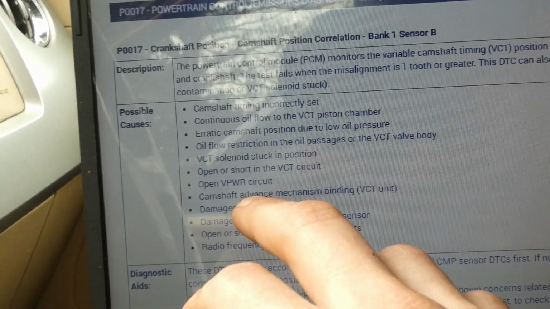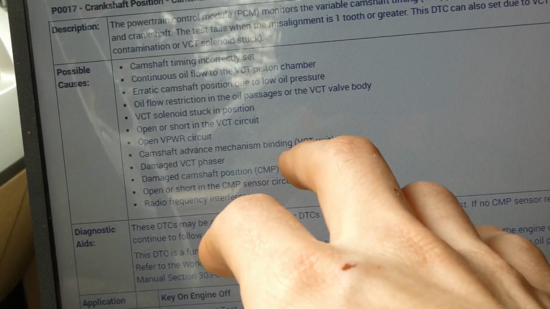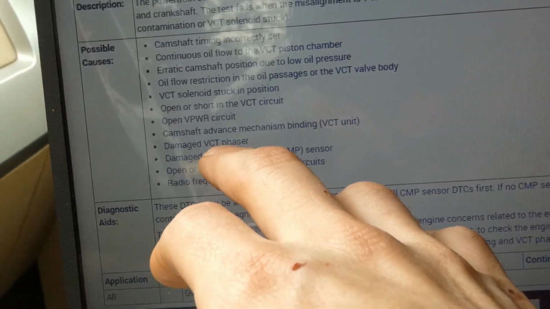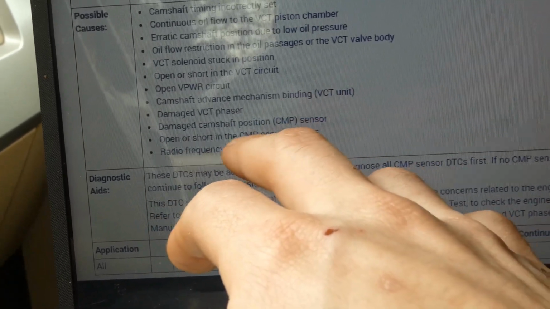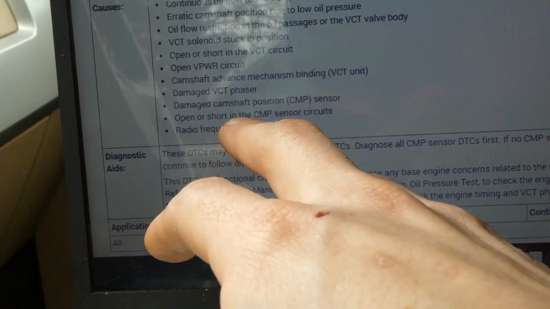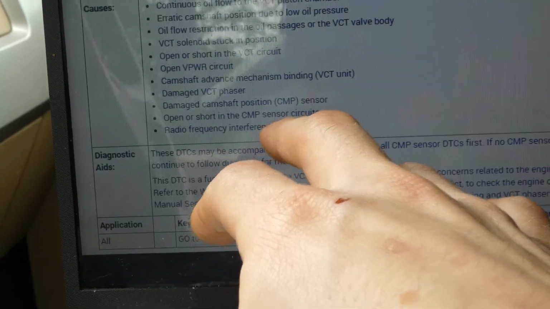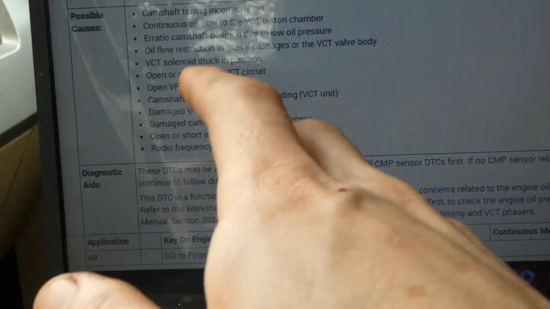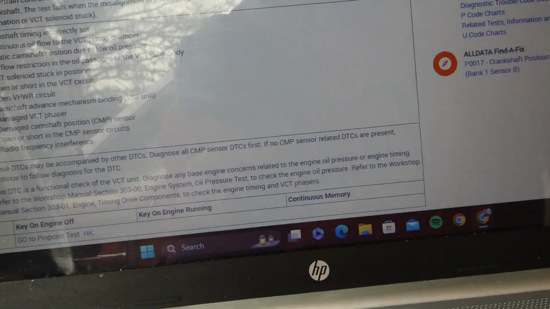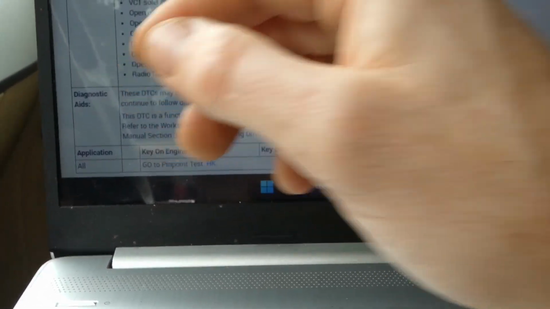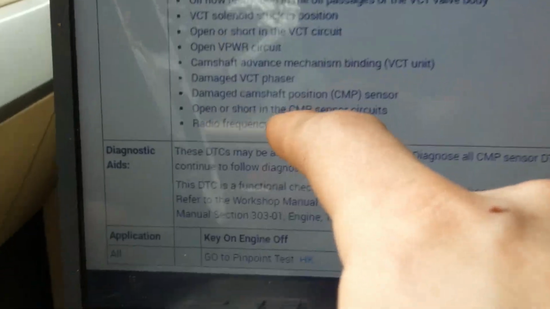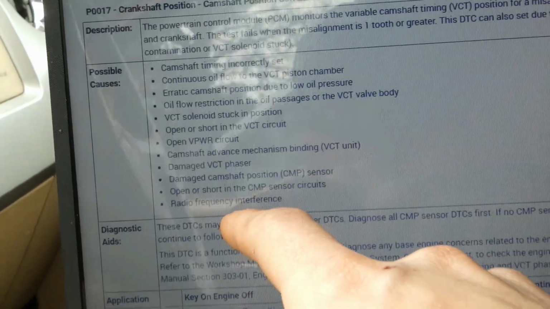So what's next on the list? Camshaft advanced mechanism binding. So that again is the phaser, damaged VCT phaser, damaged sensor, which of course we will check. Open or short in the sensor circuits. Unlikely. Again, we would have a circuit code, and again we'll verify that. We'll just unplug it and see if it throws a code, and then that'll verify circuit integrity. And then last thing on the list is radio frequency interference.